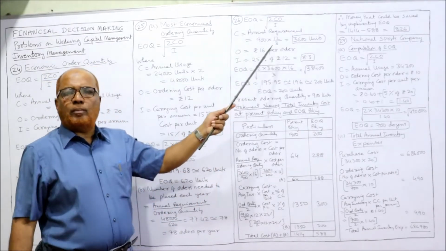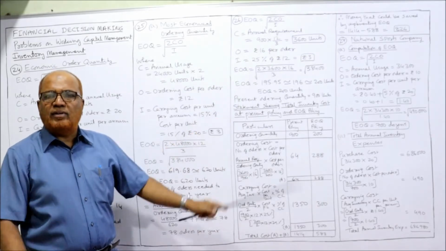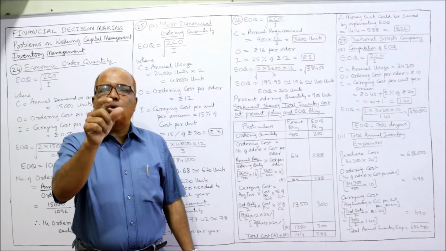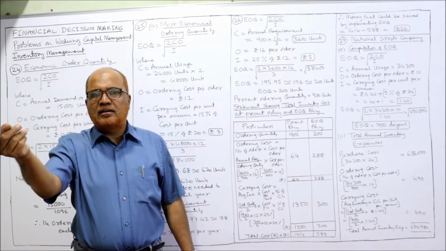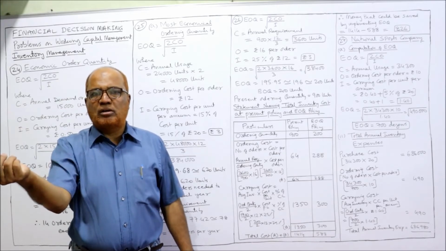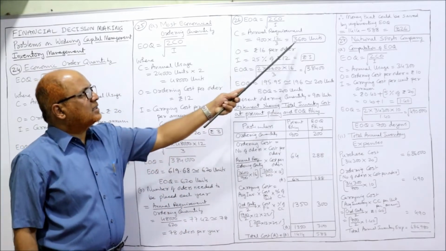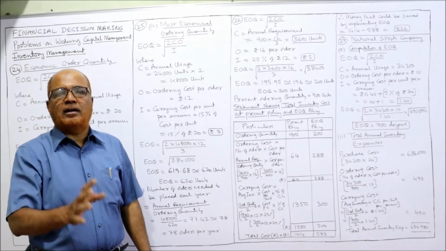EOQ formula: root of 2CO by I. C stands for annual requirement. It is not directly given as annual, so we have to calculate: 900 into 12 by 3, because for 3 months it is 900. For 12 months, how much? So 12 by 3 into 900, you will get 3,600 units. This is the annual requirement.